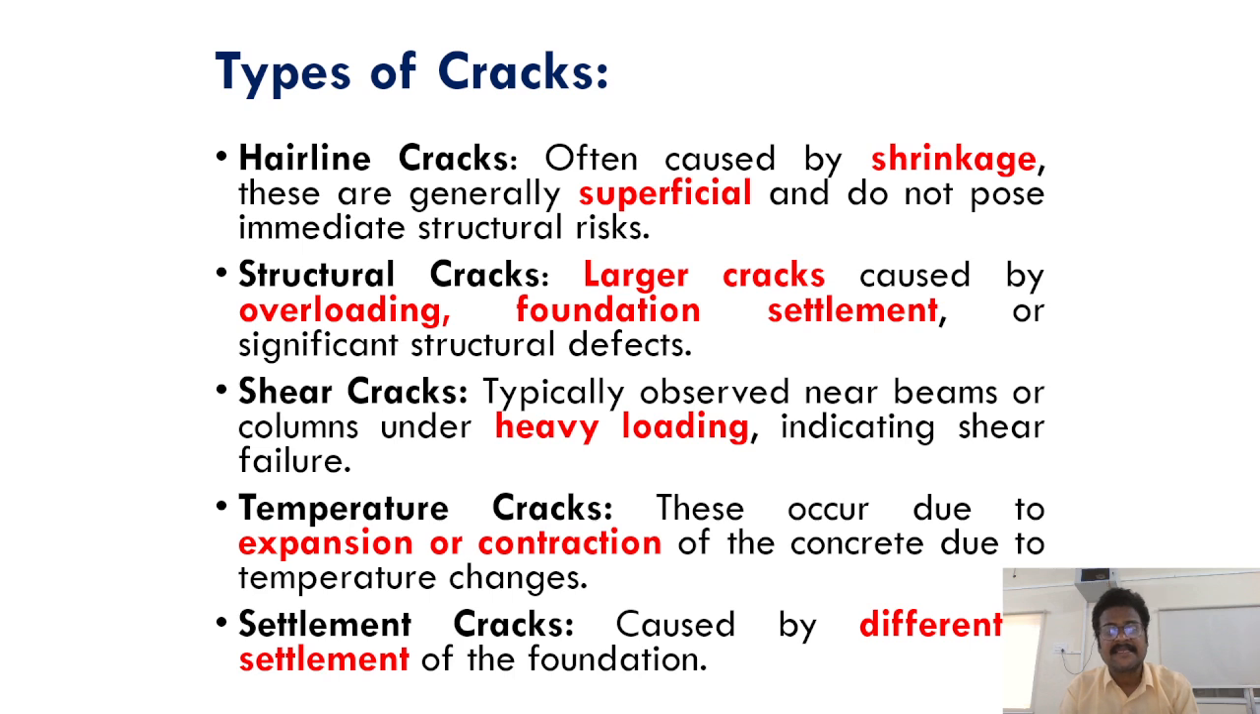The third category is shear cracks. They happen because of heavy loading, especially near beams and columns. It is a kind of indication of shear failure. The fourth type of crack is temperature cracks. They occur due to expansion or contraction of the concrete due to temperature changes. They occur naturally. The last one is settlement cracks. This kind of crack is caused by differential settlement of our foundation.